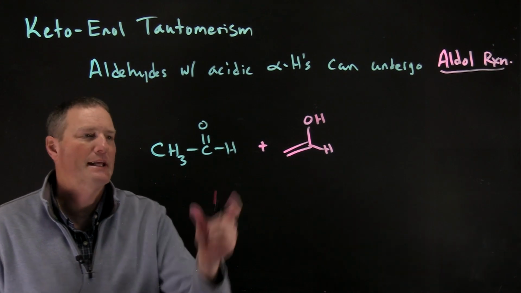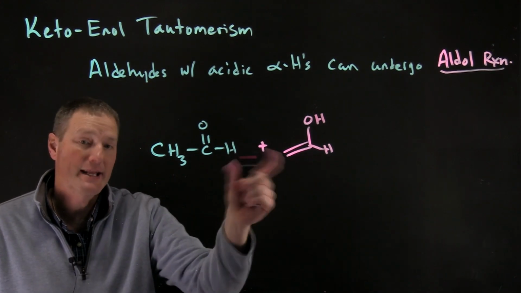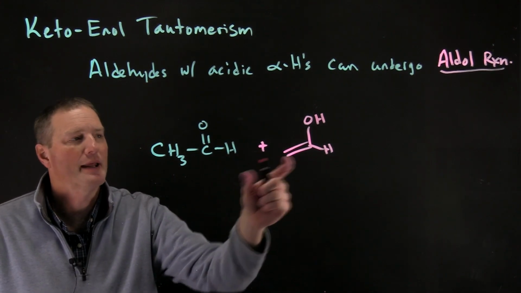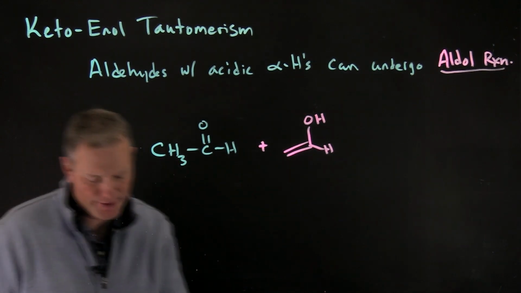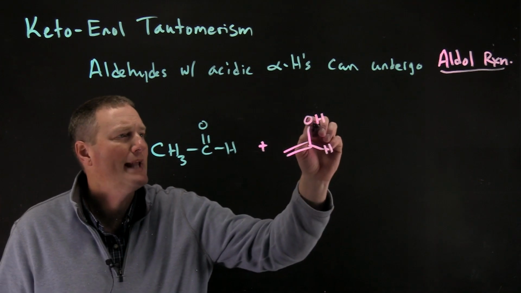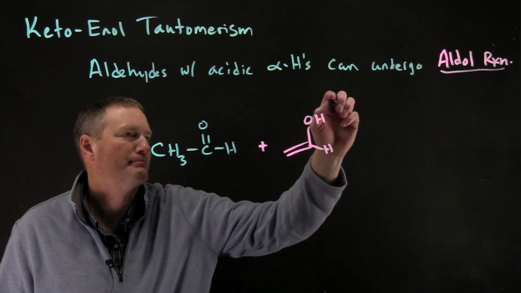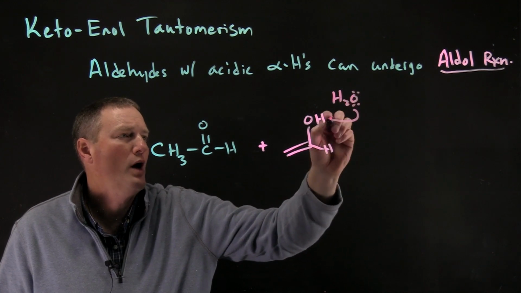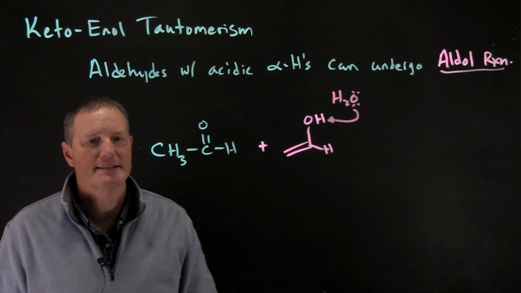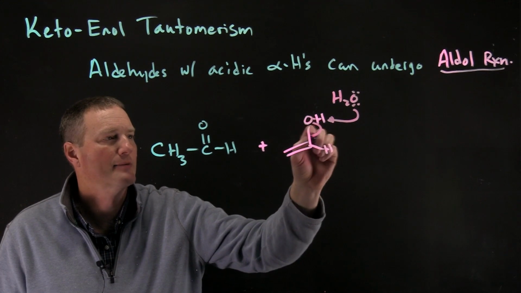So what can happen is, in solution, there again is an equilibrium of these two that are going on. If the enol is formed, it can now do an interesting coupling reaction. So what can happen is that, let's say this is done in a mixture of water. Water can come over and act as a base to pull off the proton here.